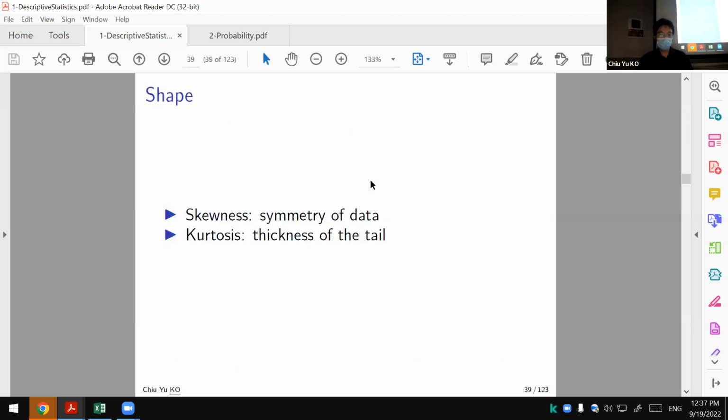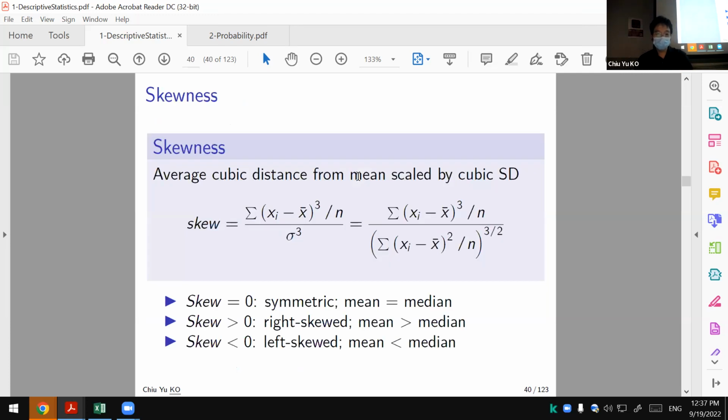The next two things we covered are kurtosis and skewness. Skewness measures how symmetric the data is. The formula looks complicated, but it's just a fraction. Look at the denominator: it's simply the cubed standard deviation. The numerator is very similar to what we have in the variance. The variance is to the square, but here we have the cubic.